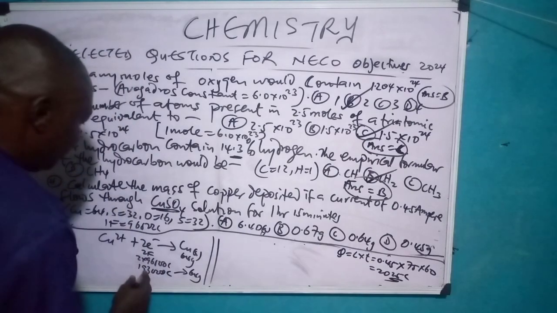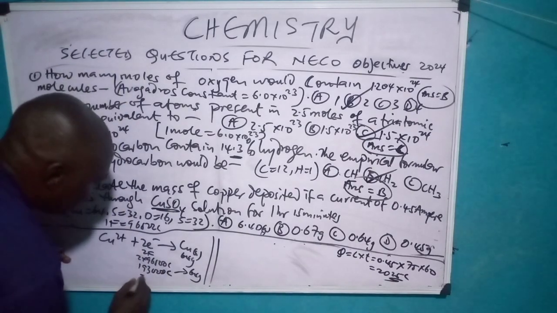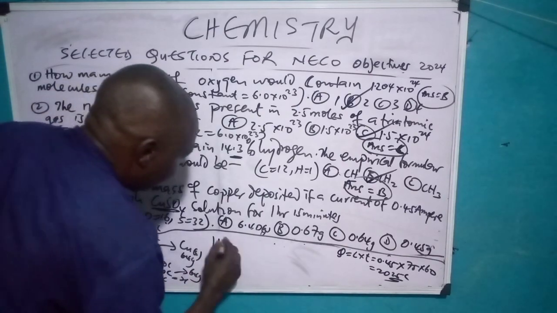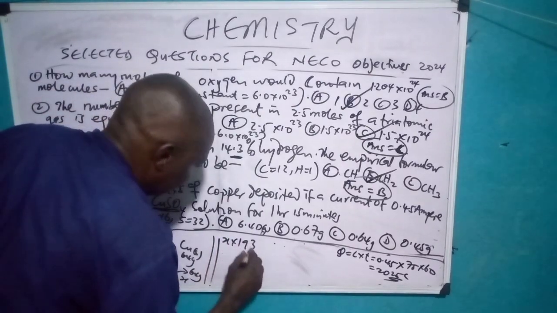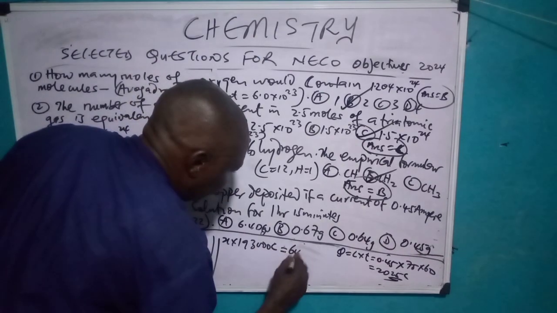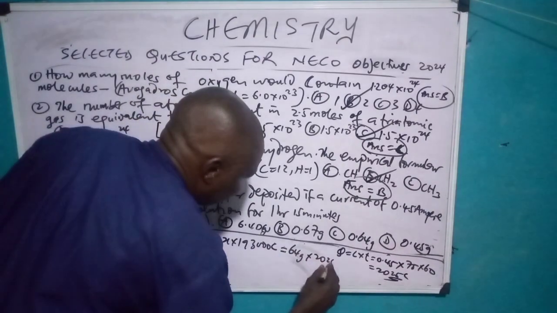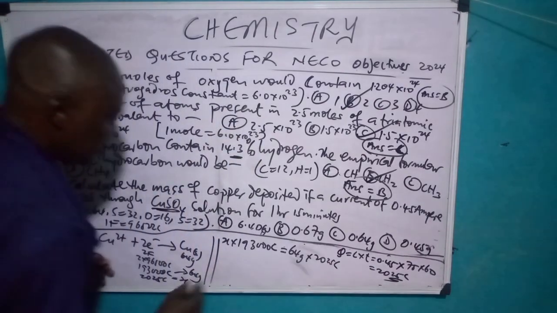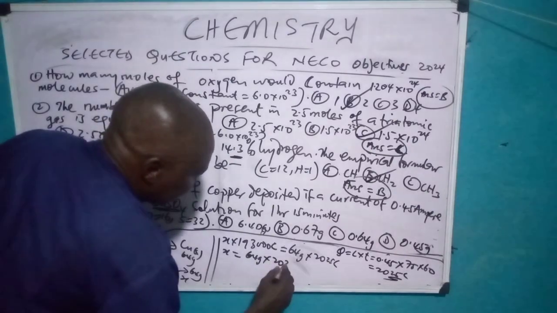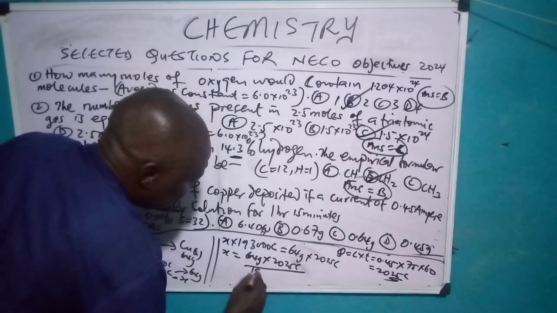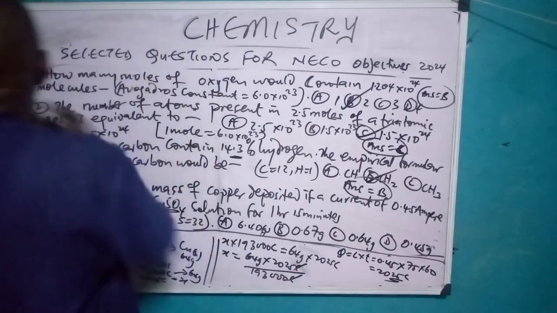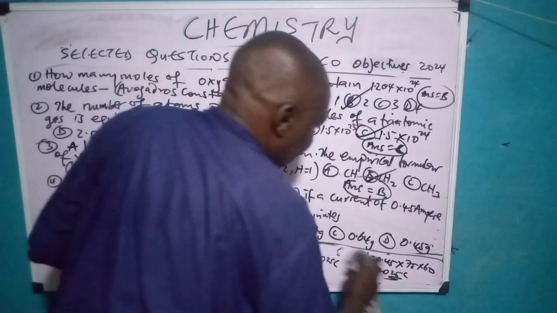So here we have 193,000 gives 64, 2025 coulombs gives X. So let's cross multiply. X times 193,000 coulombs equals 64 gram times 2025 coulombs. X will now be 64 gram times 2025 coulombs over 193,000 coulombs. Coulomb cancels coulomb. So let's clean this because we don't need it again.